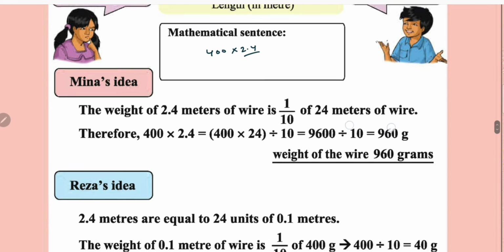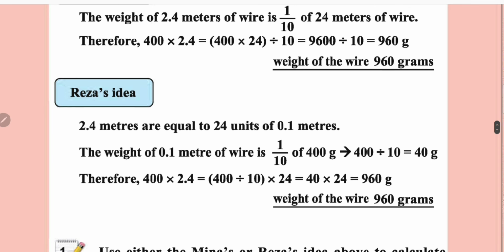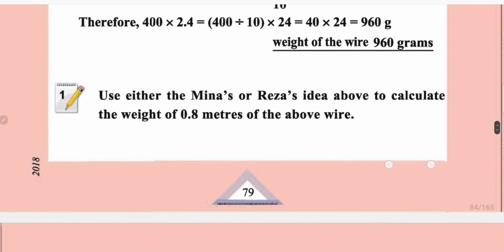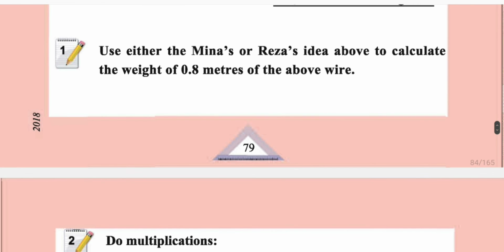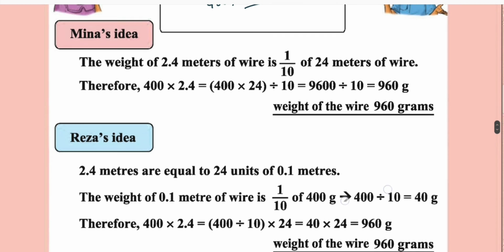Okay, this is Meena's idea, writing 2.4 as 24 by 10, or 1 by 10th of 24 meters. What is Raja's idea? 2.4 is nothing but 24 units of 0.1. 0.1 is nothing but 1 by 10. So both ideas are almost the same. Okay, so we will get the same answer.